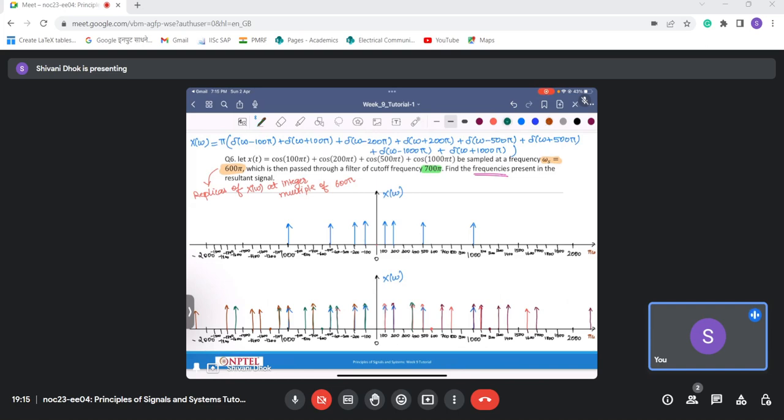Now apart from that, what we have been given is this fact here, that after this sampling process we are passing it through a low pass filter, and that filter's cutoff frequency is minus 700 to 700. So how does it look? It looks something like this.